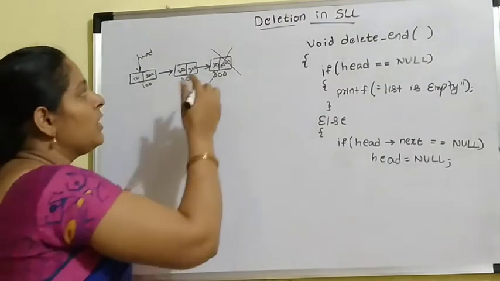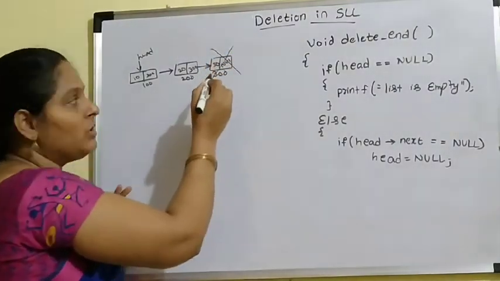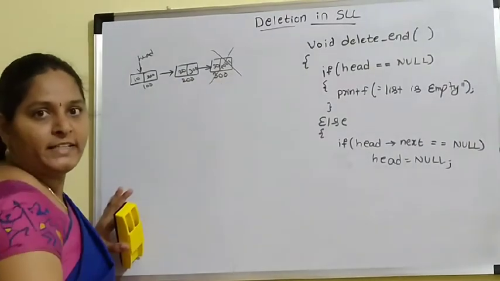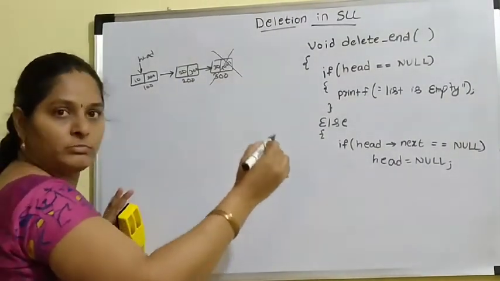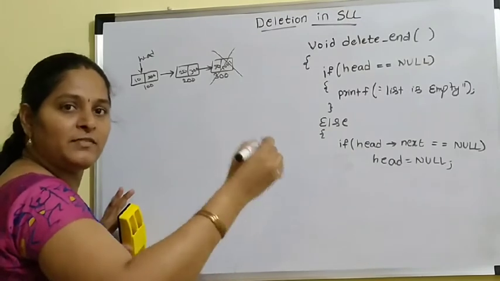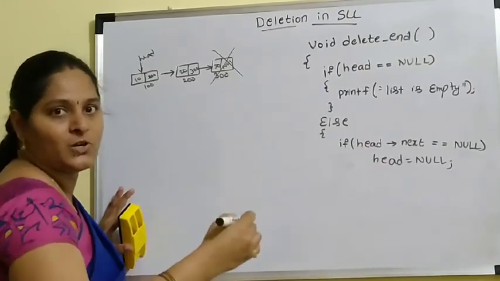Okay, so if you want to find out the last node, we need to take the help of one pointer, right? That pointer we need to use for traversing and for verifying whether that node is the last node or not.